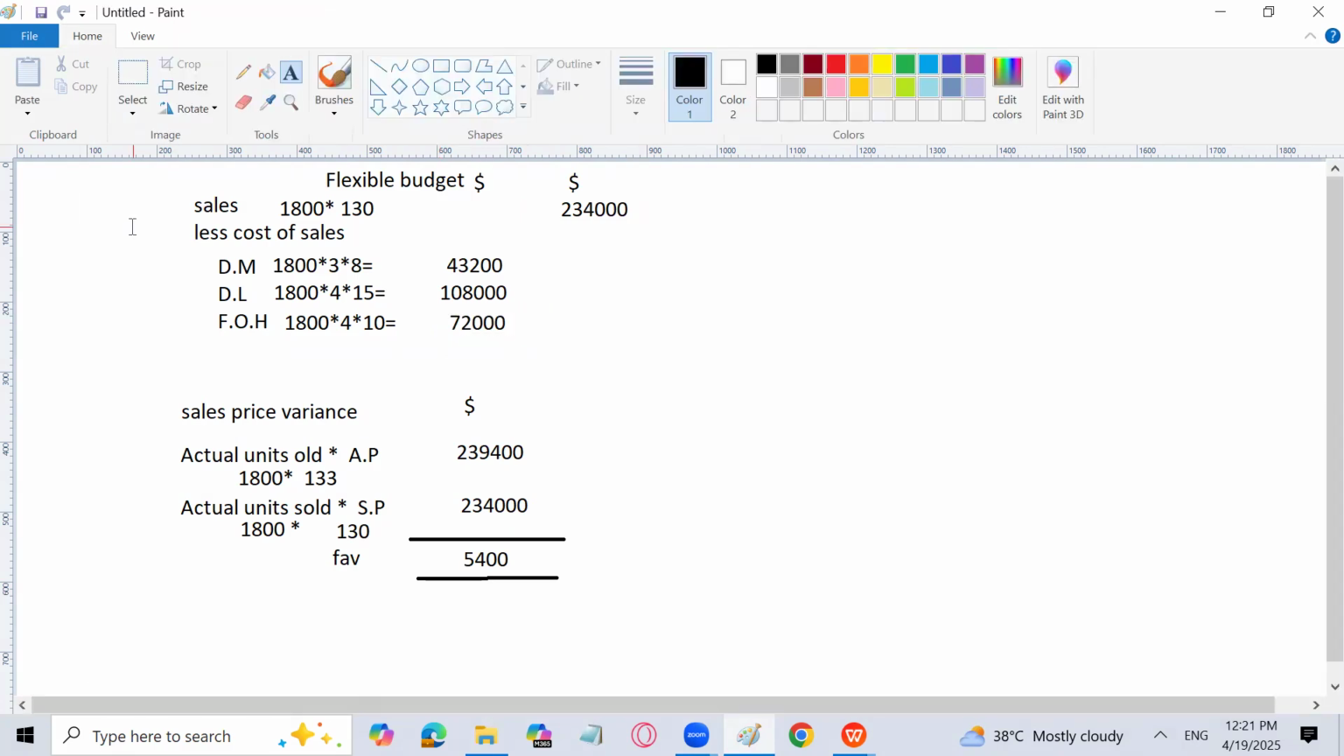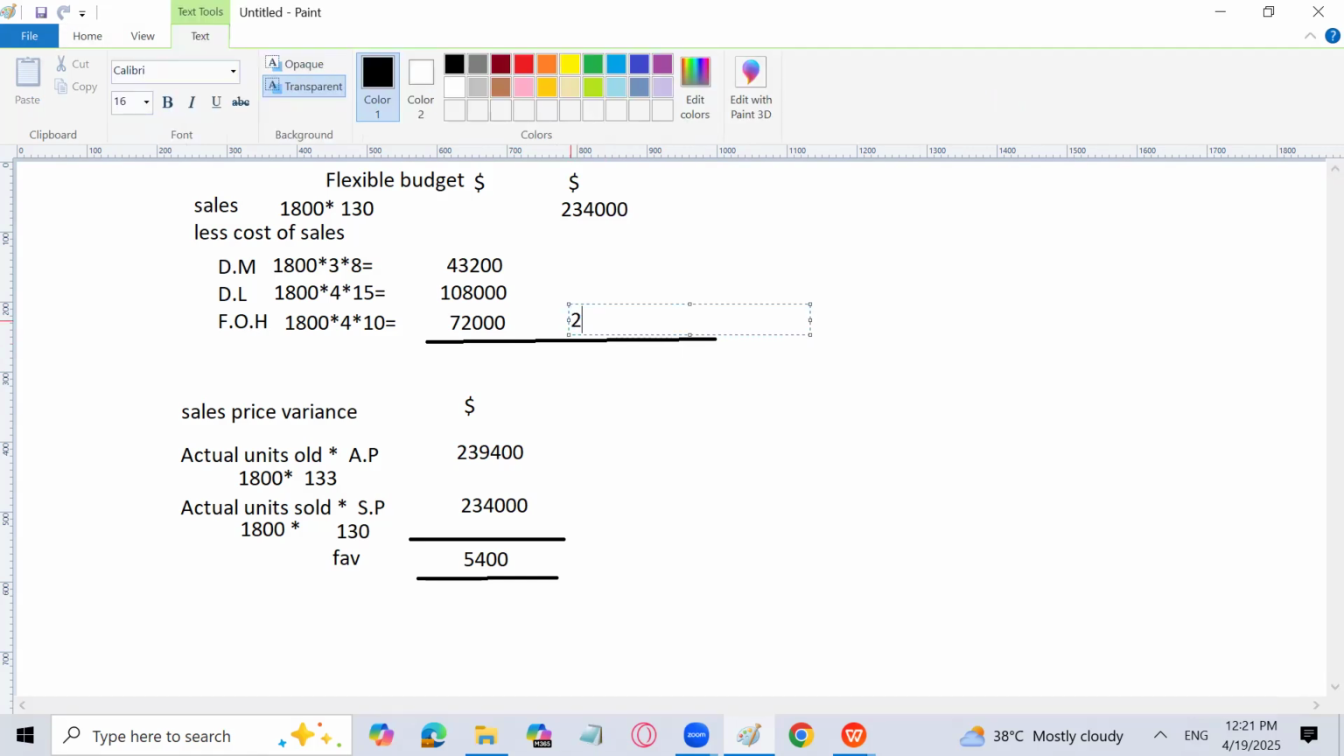Now please go for the total and we'll find the profit. That is going to be the flexible budget and flexible profit. We have calculated it this way. So let's go for the total. 43,200 plus 108,000 plus 72,000. That is 223,200. If you have any problem, you can ask me.